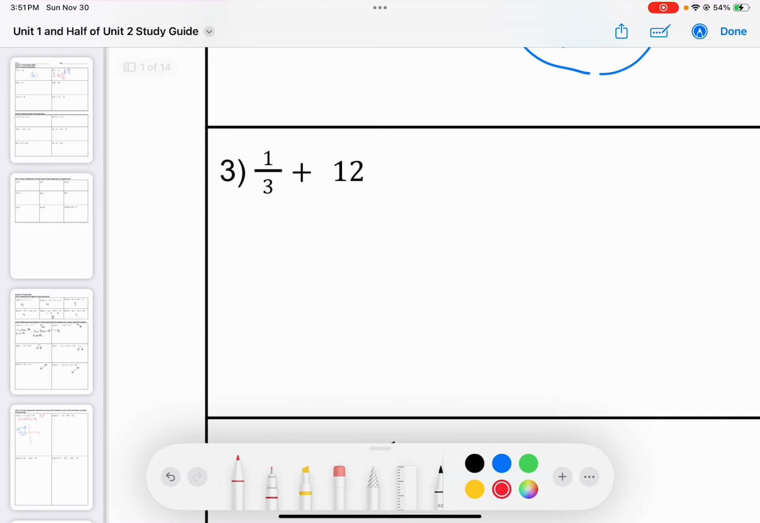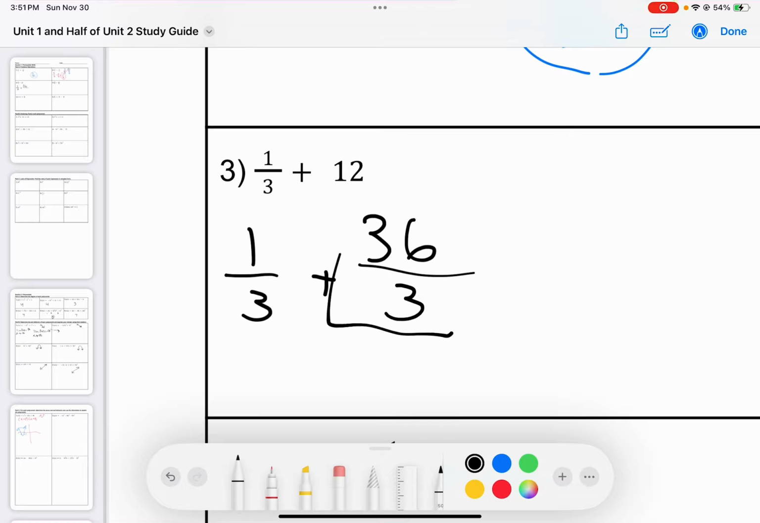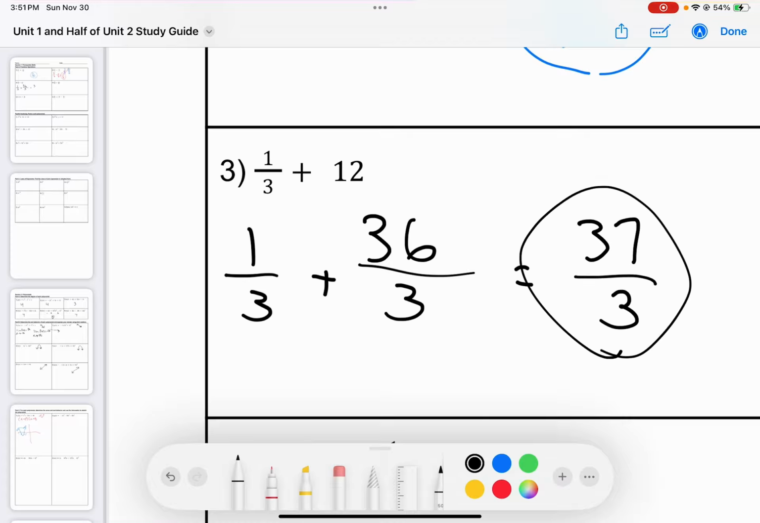1/3 plus 12. Well, this I can leave as a fraction, 1/3. 12, another way to say that is 36 divided by 3. Right? 36 divided by 3 is equal to 12. And now I can just add these together. 37 over 3.